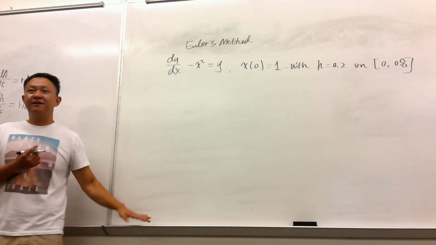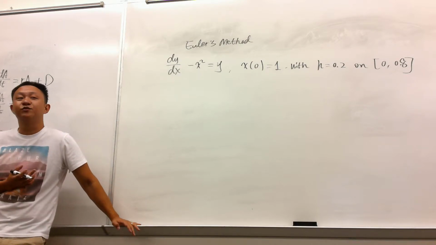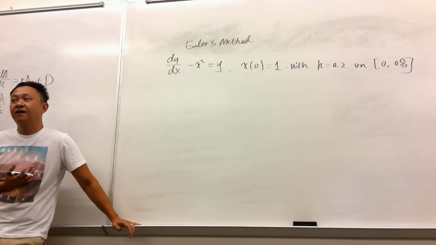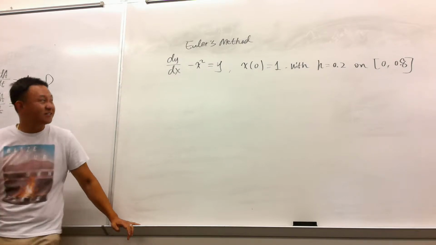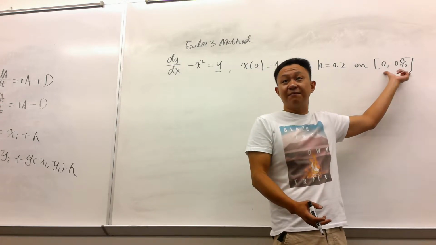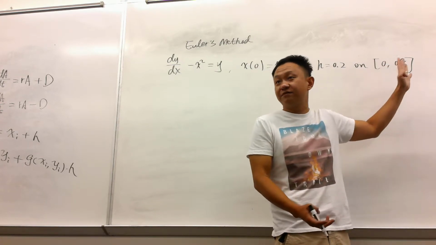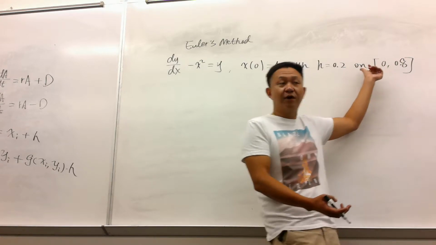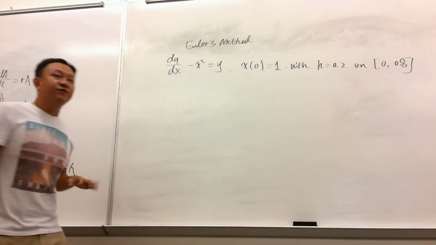Okay, so guys, let me ask you this question. How many steps do we need to do for this Euler's method? How many steps? 4 steps, okay? Because of what? The length of the interval is 0.8, okay? Each step is 0.2, so we need to do 4 steps, just using the length of that divided by 0.2, okay? And guys, what do you need to find first?